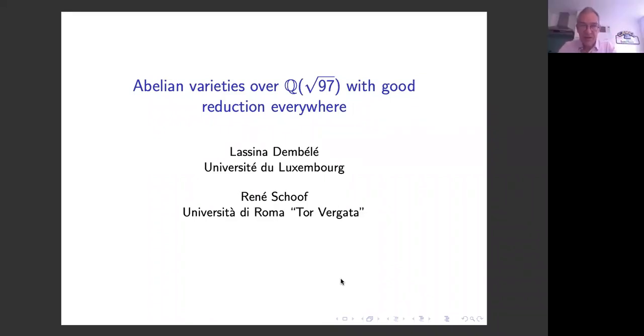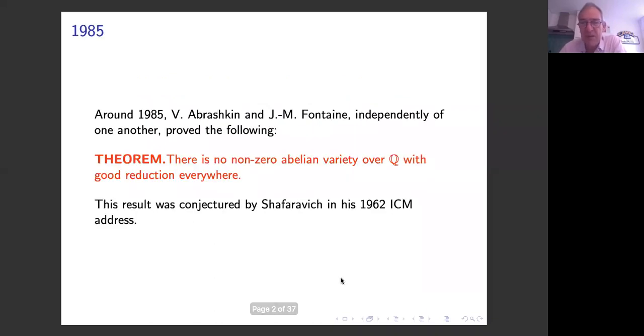So I want to speak about Abelian varieties over Q(√97) with good reduction everywhere. And before doing that, let me put this a little bit in context.